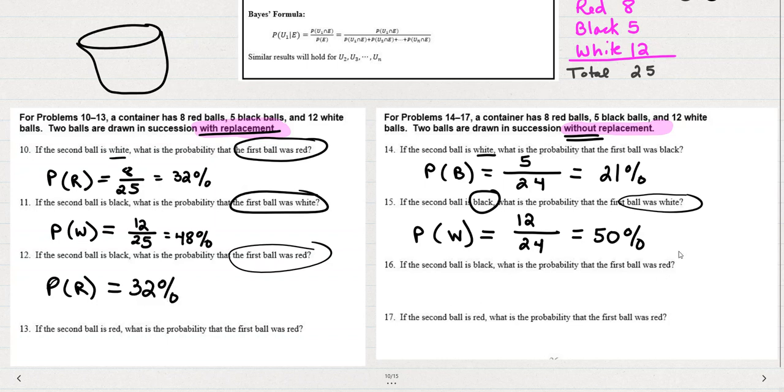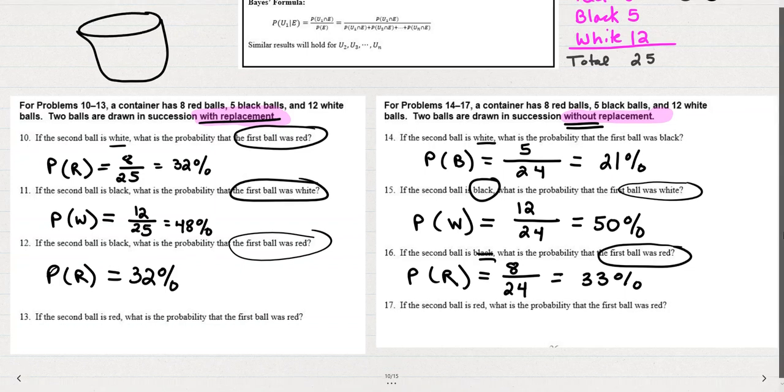But let's say now without replacing it. So what's the probability that we got a red on our first draw if we already know that in the future we're going to pull out a black marble? In the future, we're going to pull one of those black marbles. So there are now, the chances increased, right? So it's 8 out of 24, just slightly, 33%. Slightly higher than the 32.